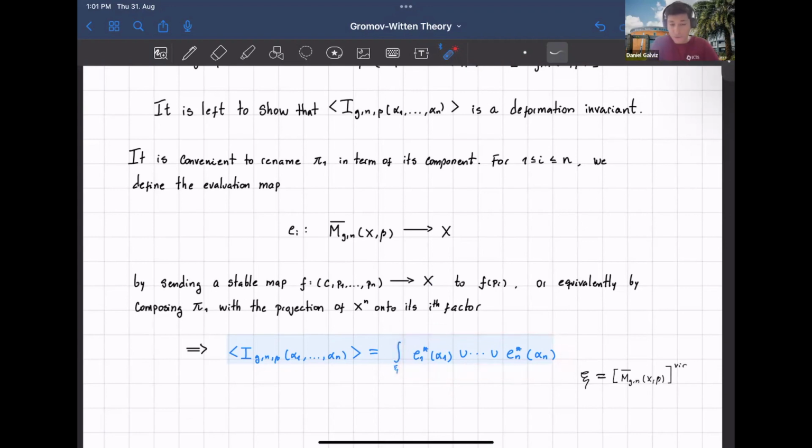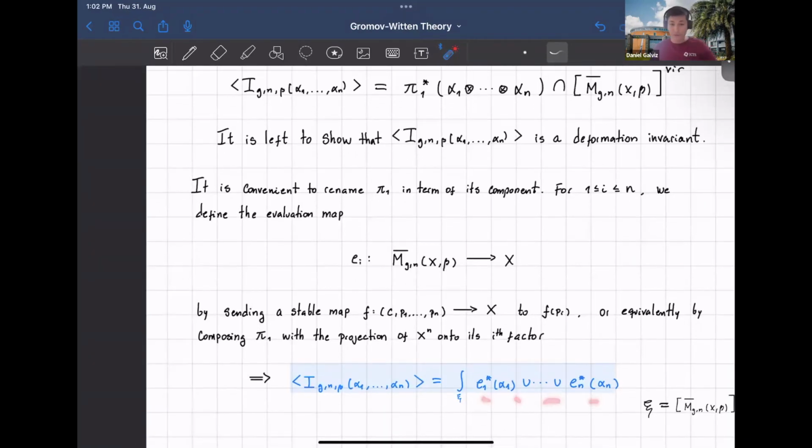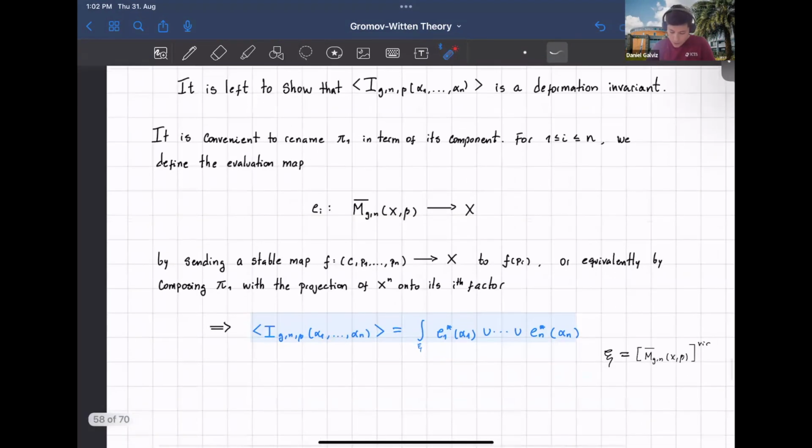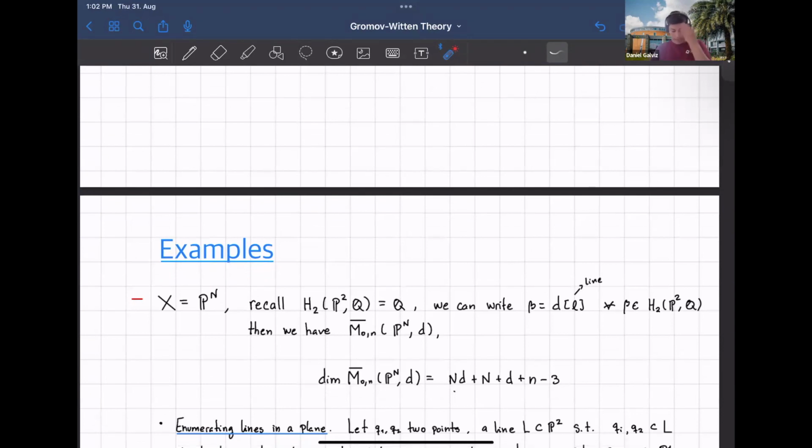If you go to another book, maybe you don't see the definition that I'm telling you here about the integral, but you see this definition of the intersection of each of these evaluation maps on these alphas, where alphas are the Poincare duals of these cycles, and the cycles are fixed in the position of the marking points. Okay. So let's give some examples, and then I'm done.